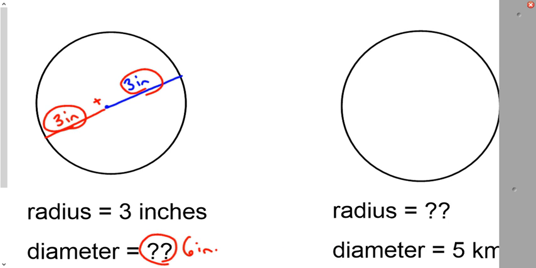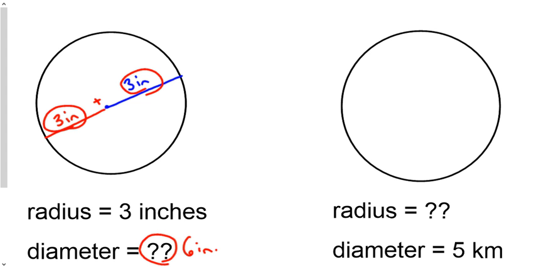If we came over here and we looked at this situation, let me just take that off of there. There we go. Then what you notice is that instead of being given the radius, we're given the diameter. So just go ahead and draw a circle on your paper and go, this is the diameter, and the whole thing is 5 kilometers.